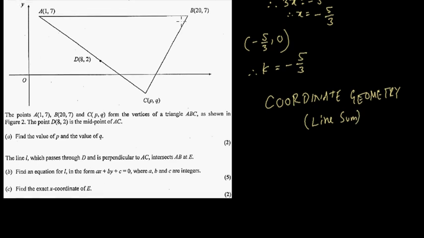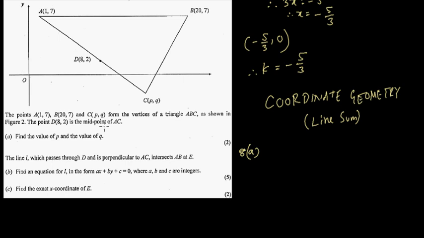The next one is another coordinate geometry sum, but this time it's a coordinate geometry line sum where we have to find the equation of a line with respect to another line. So what we have here is a couple of lines and we have the coordinates of A, B, C and D. All this information is given. We have to find the value of P and Q. So the first one, 8A, is to find the coordinates of P and Q. So let's see what's P and Q.